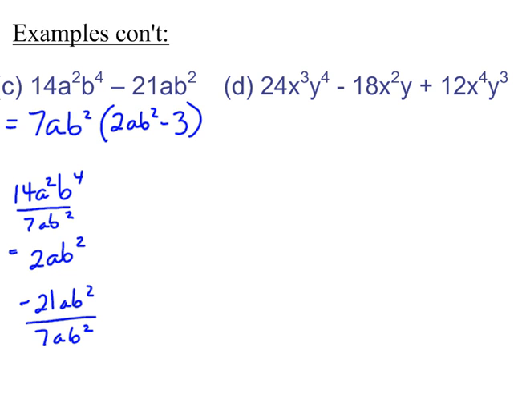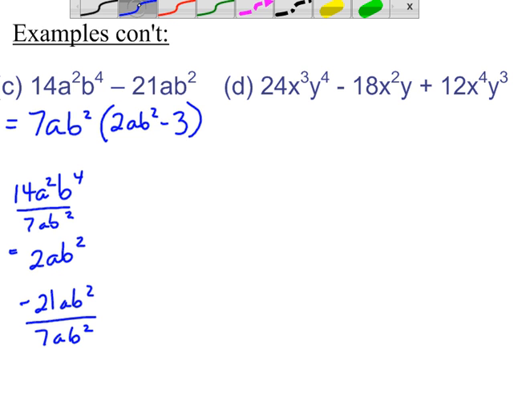Now again, you can expand that and check if you got it right. 7 times 2 is 14. A times a is a squared. B squared times b squared is b to the 4. And so you can check, did I do it correctly? So let's look at this very last one, and this one is the most complicated one.